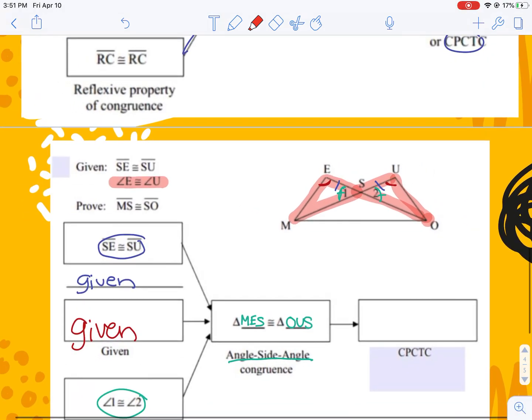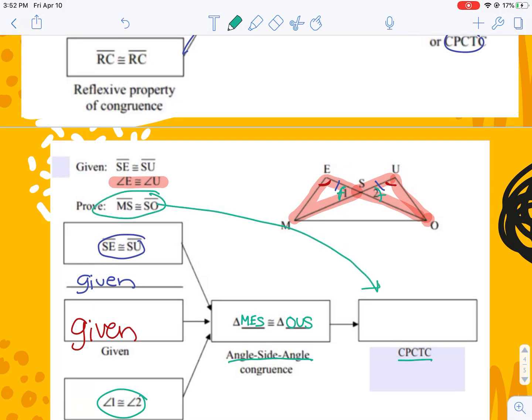And that's going to lead me into my last step, which I'm using corresponding parts of congruent triangles are congruent to prove whatever it was I was asked to prove. So that always goes in my last box. Cool.